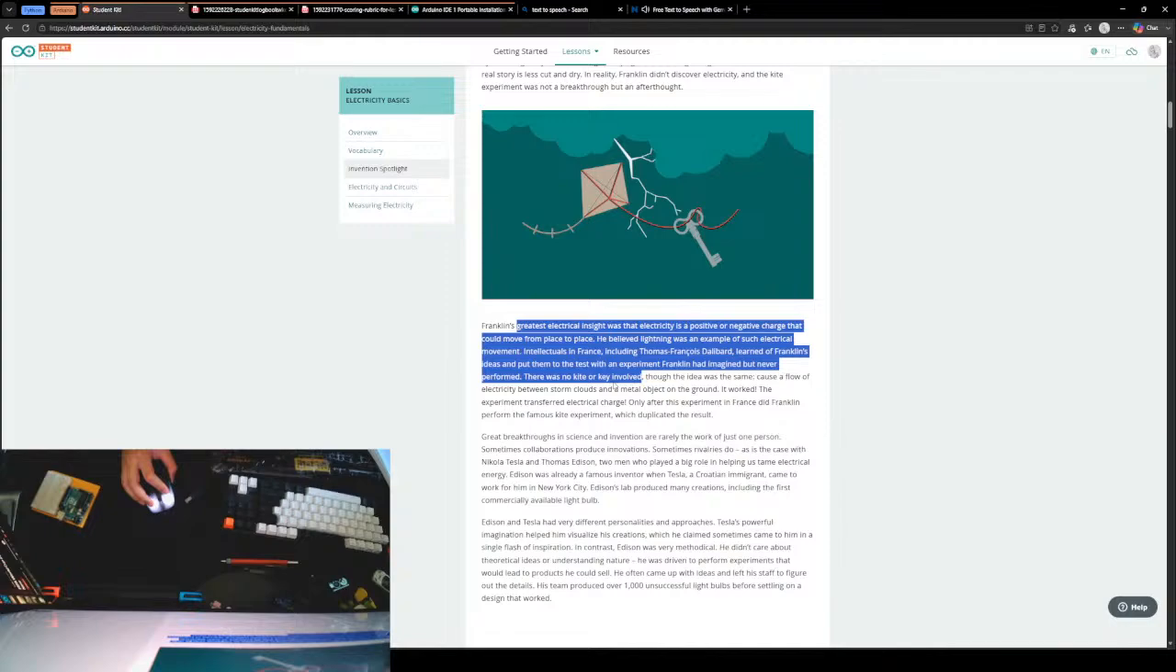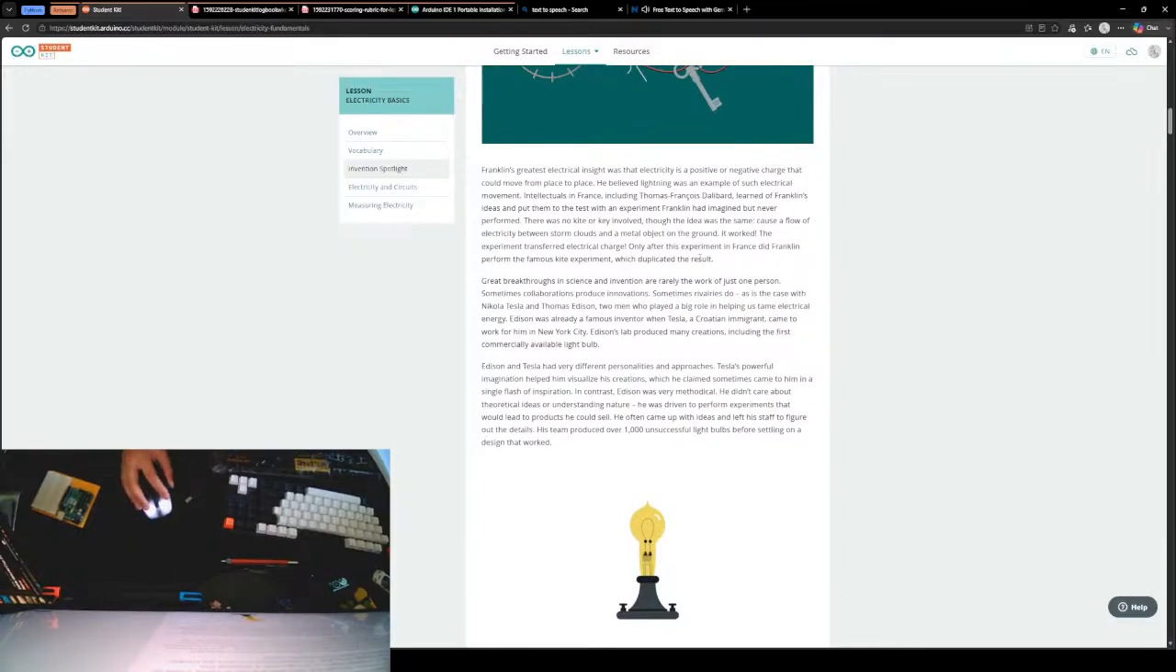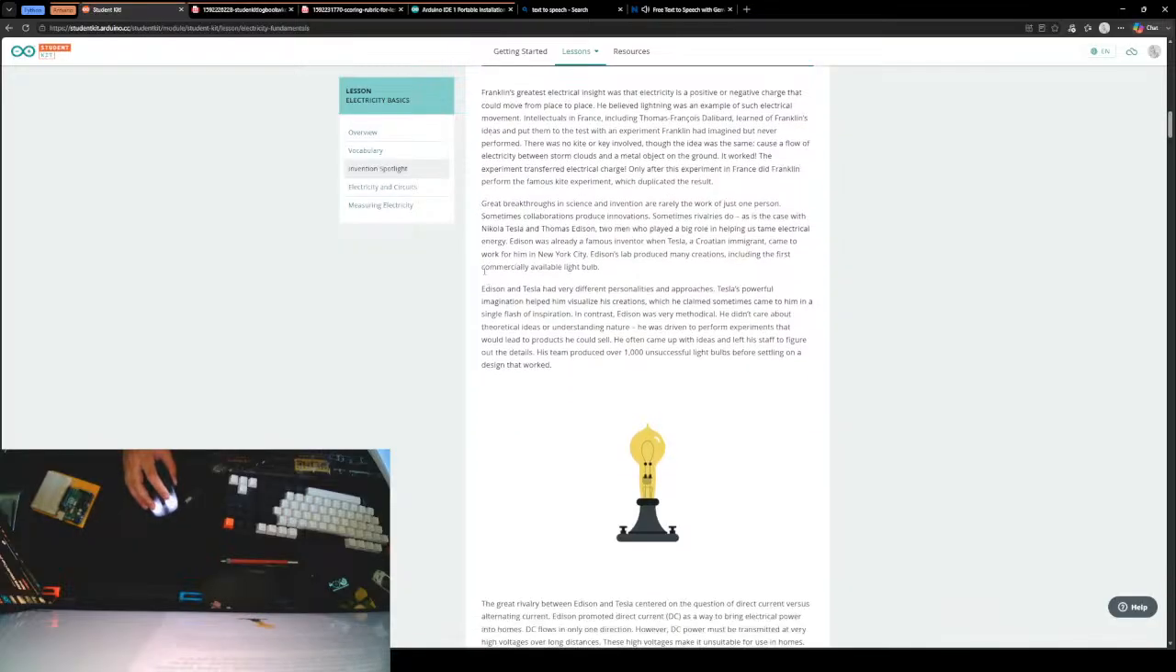There was no kite or key involved, though the idea was the same: cause a flow of electricity between storm clouds and a metal object on the ground. It worked. The experiment transferred electrical charge. Only after this experiment in France did Franklin perform the famous kite experiment, which duplicated the result. Great breakthroughs in science and invention are rarely the work of just one person.